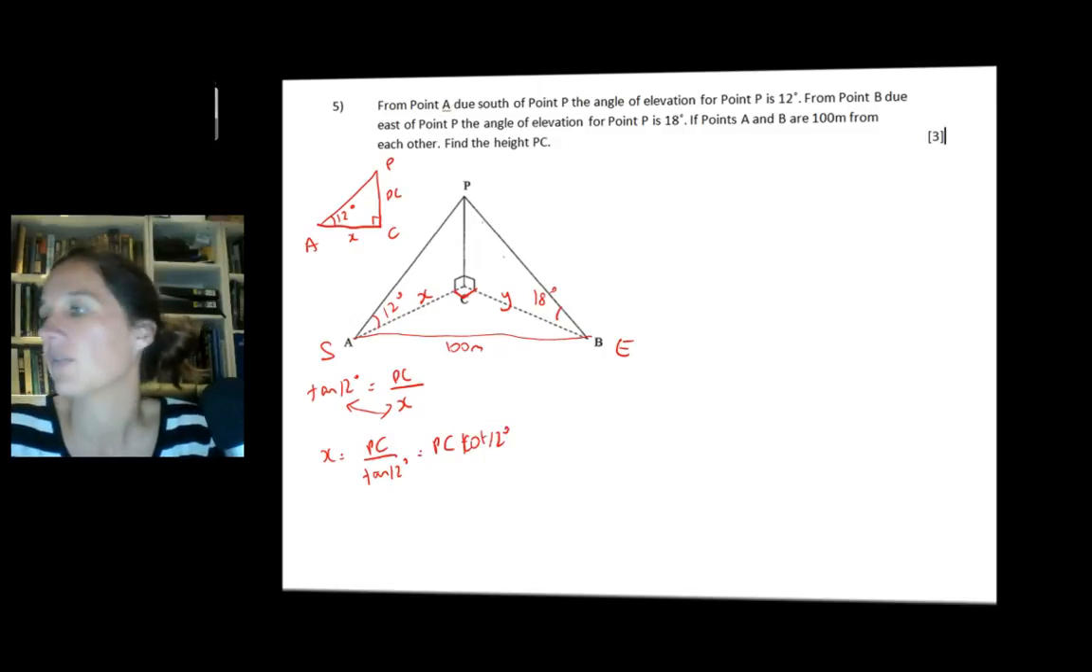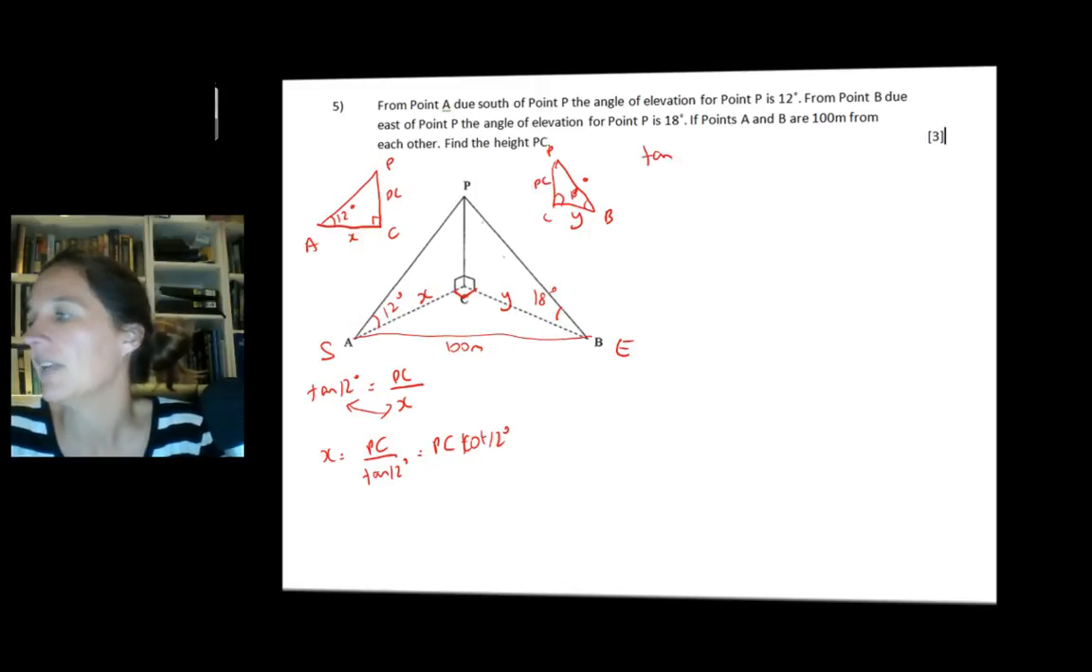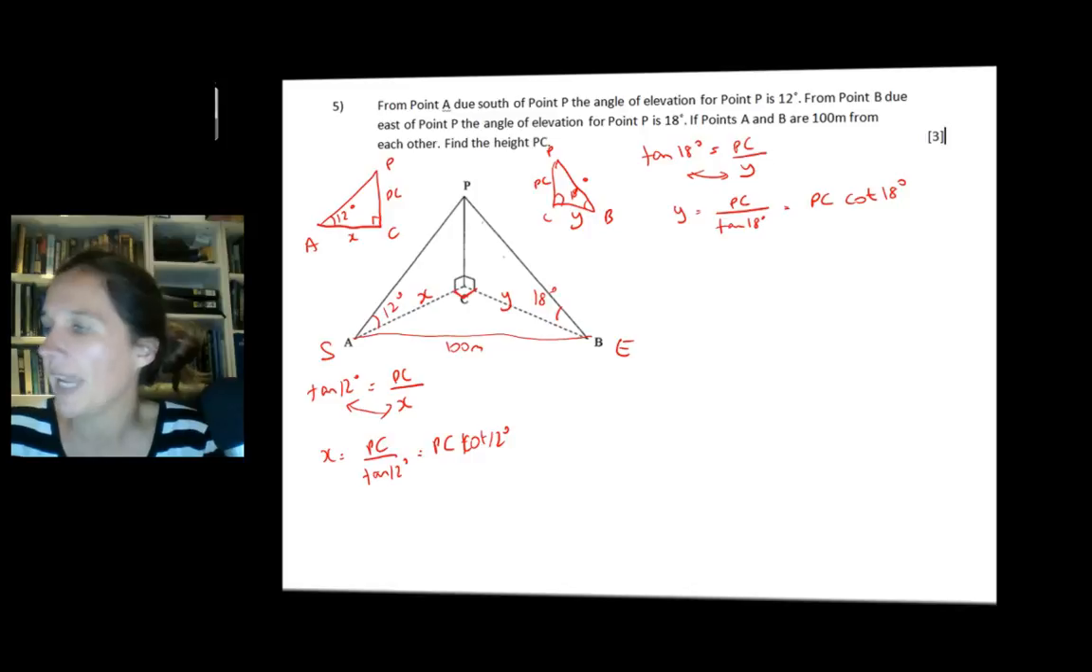For our triangle here on the right, so we have our triangle, we know we're 18 degrees. This is our BCP. This is our Y and this is our PC. So here we say, well, tan of 18 degrees is equal to PC on Y. We switch them over. Y is equal to PC on tan of 18 degrees, which is equal to PC cot 18 degrees. So now we have terms for our X and our Y.